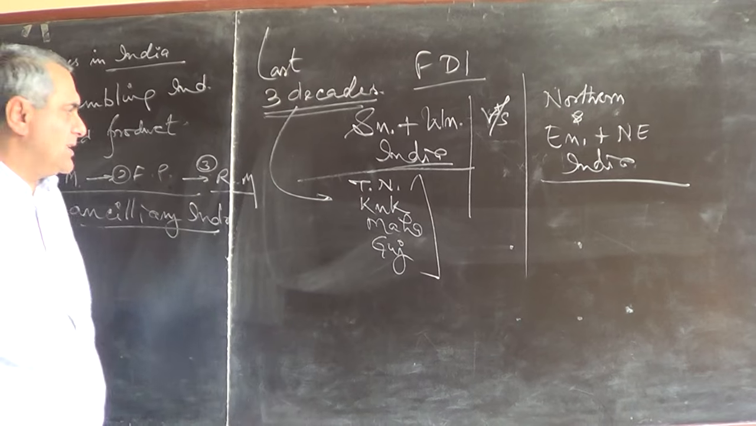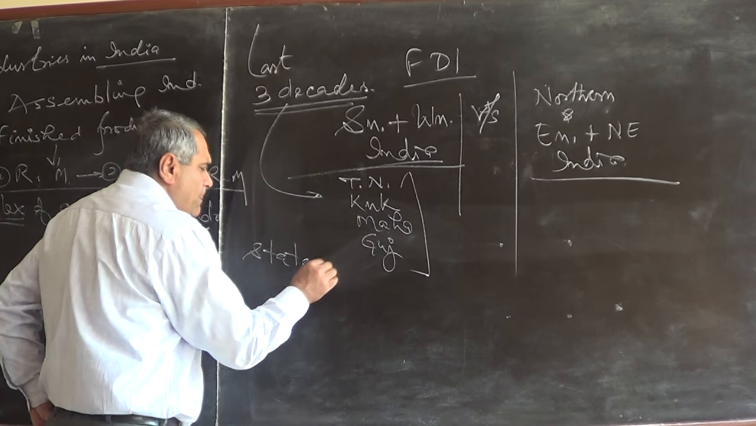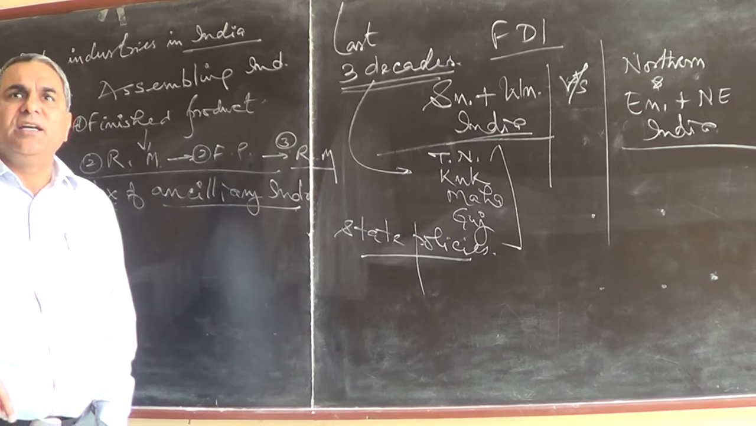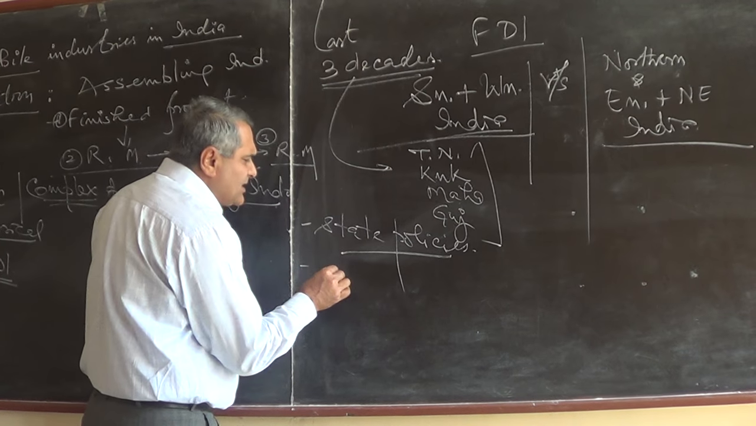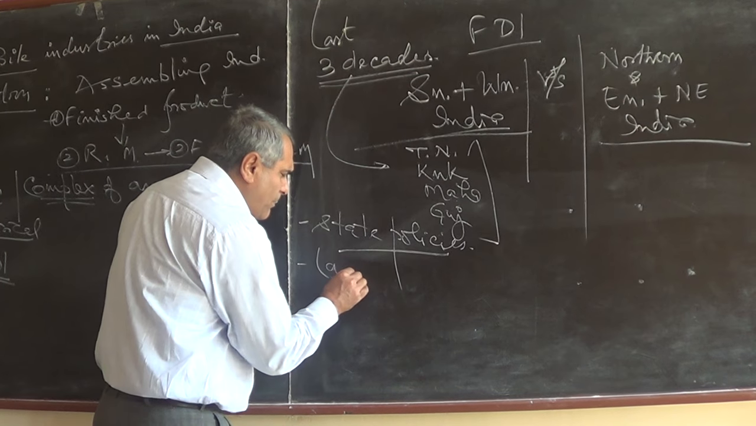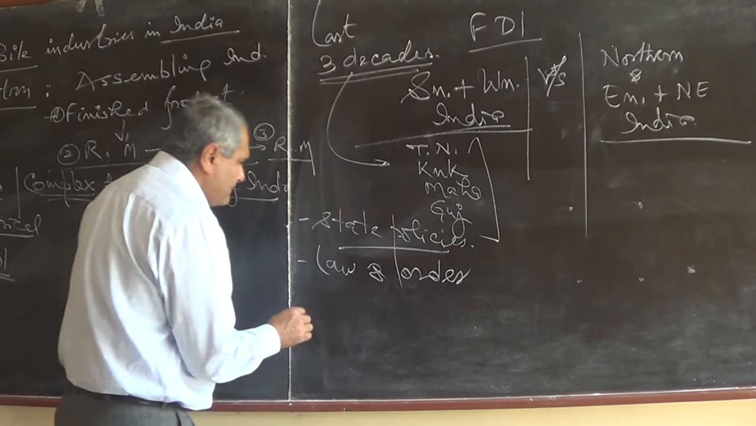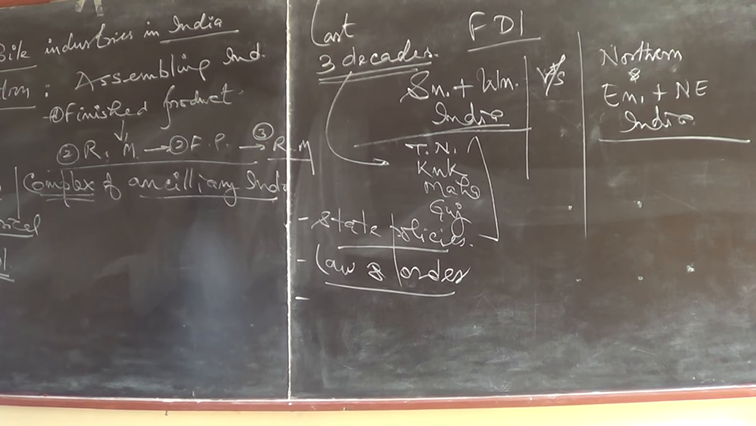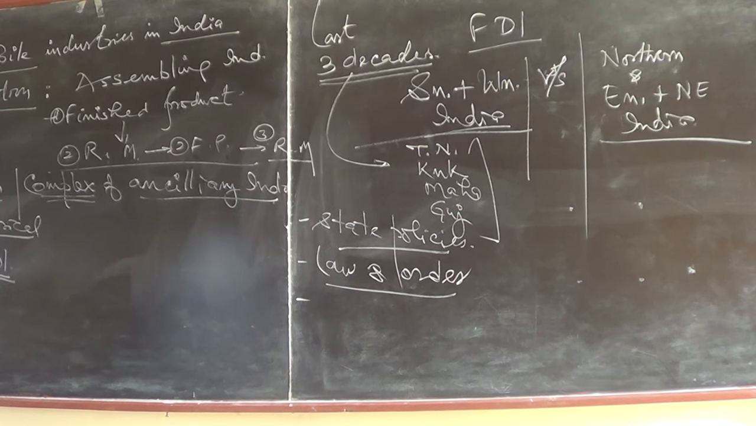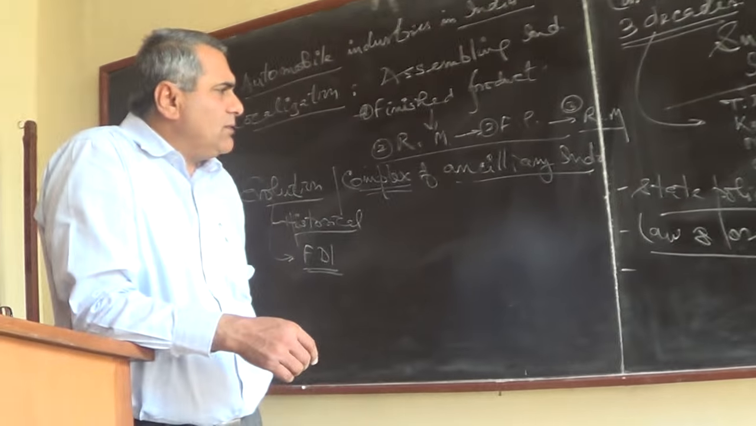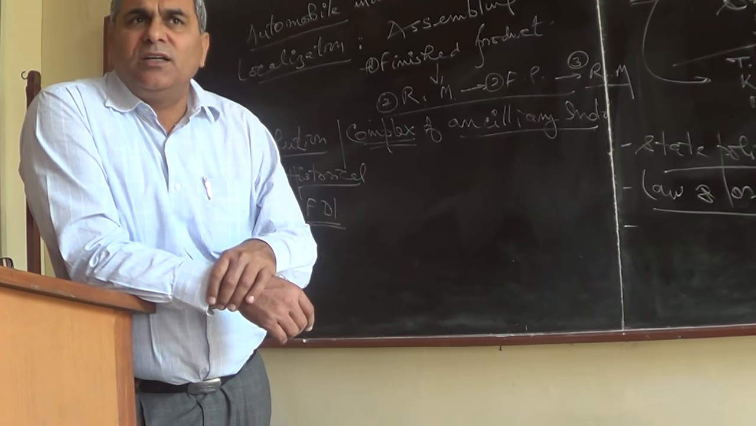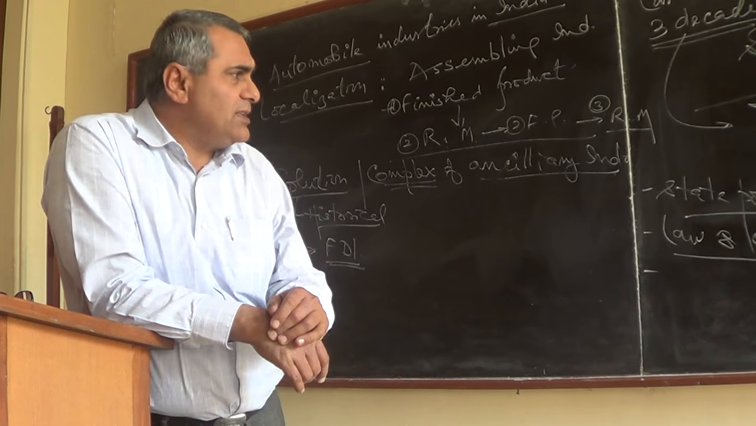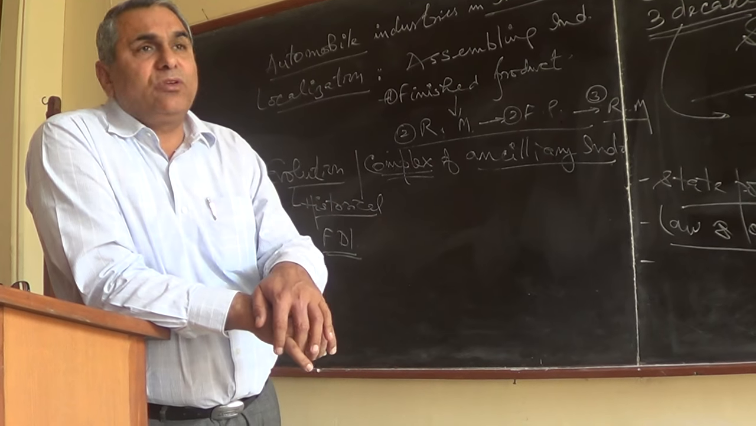What are the advantages? First is the state policies. State policies are important factors to invite investment, so they provide the financial incentives. Then law and order. Law and order is one of the most important factors. A private investor may not invest where there is a problem of law and order. Wherever peace and an industrial environment are there, most of the industries or FDI come to that region, where law and order is properly maintained.